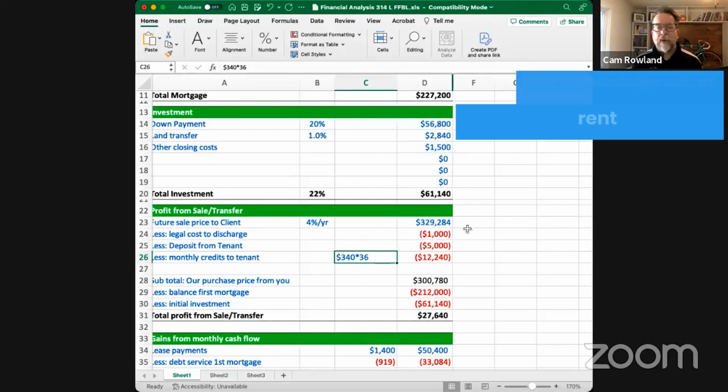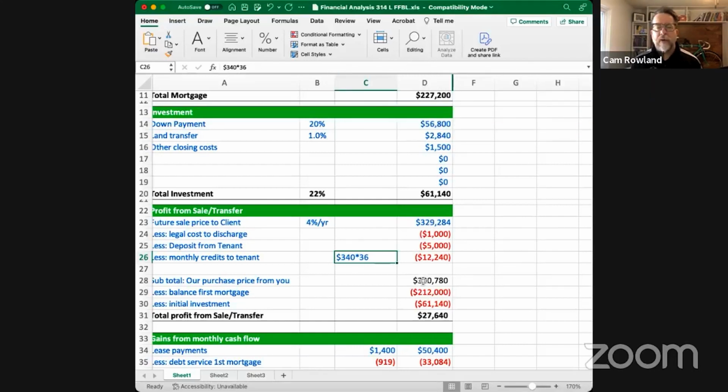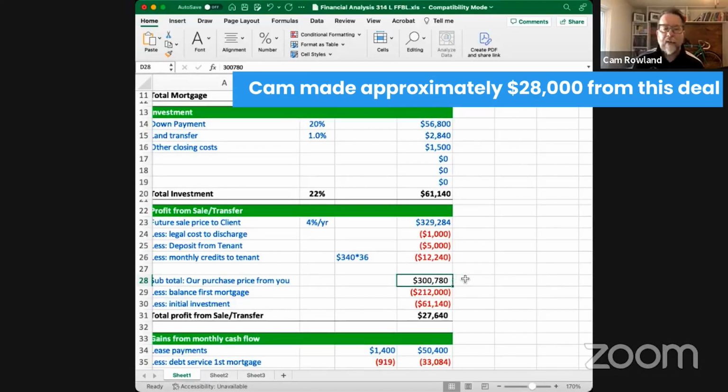So for those of you who are trying to figure out how much I make, essentially it's the difference between these two numbers, which is approximately $28,000. Is that good? Depends on what you think is good. I feel it's fantastic because I put $100 into the deal with the owners.